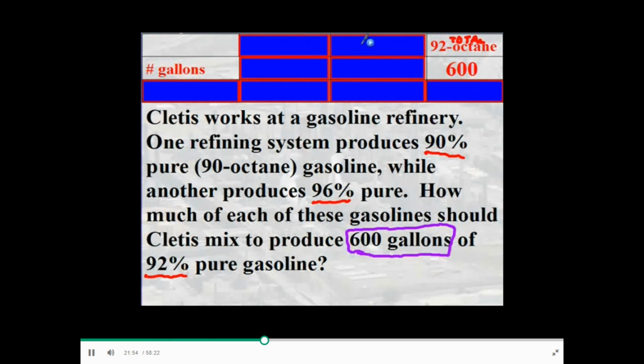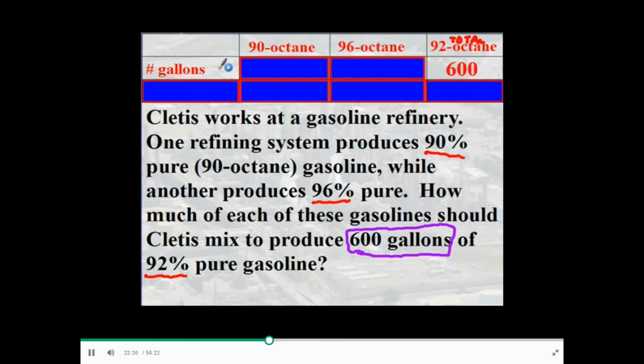First, I have to find these two numbers that are going to go right here. Now, like I said before, we're going to mix 90% octane, or 90% pure gasoline, with 96% pure gasoline. Looking at the question, it was asking how much of each of these gasolines should Cletus mix together. So the two types again are 90% and 96% pure. So I'm going to write those right here. If you want to write octane or percent, it really doesn't make any difference. All of these problems will all be about percents if they're mixture problems.